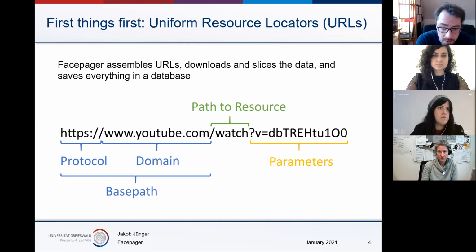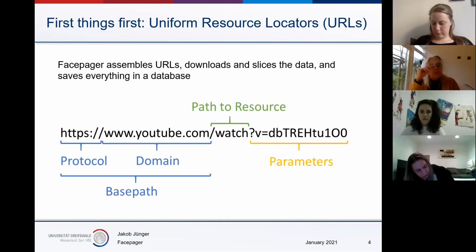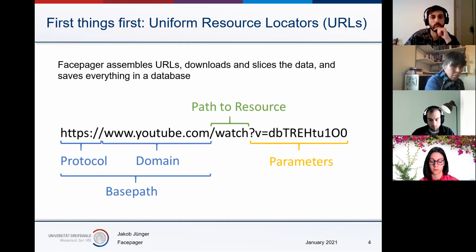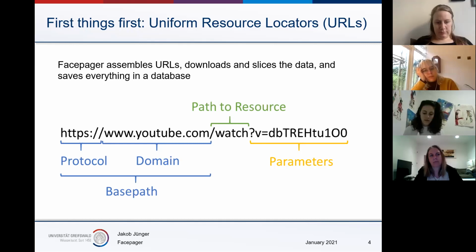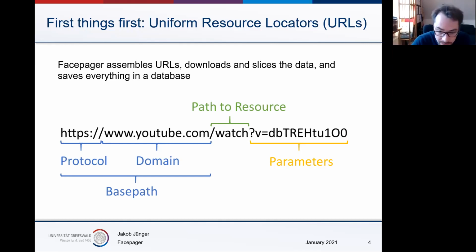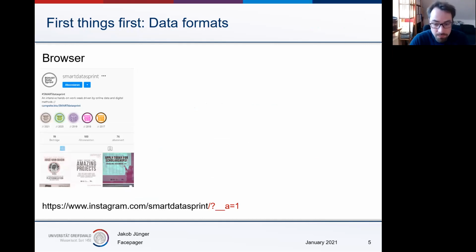And what is interesting about this assembling is that you can use placeholders. So you can set a placeholder to YouTube, come watch, and then to the last parameter here, for example. And you can collect data about all videos you insert as starting nodes. So assembling URLs from placeholders is the key feature of Facepager. What you get then in the next step is some data.